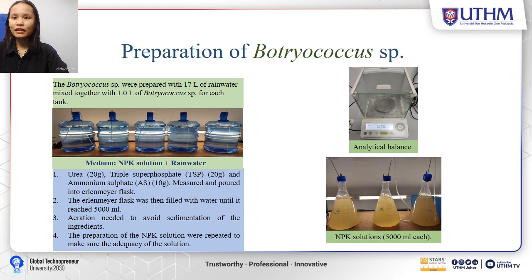So the medium in this study will be using NPK solution plus rainwater, and the following steps I will talk about is for the medium. So urea 20 gram, TSP 20 gram, and ammonium sulfate 10 gram, measured and poured into the Erlenmeyer flask, and then the Erlenmeyer flask will then be filled with water until it reaches 5000 ml.